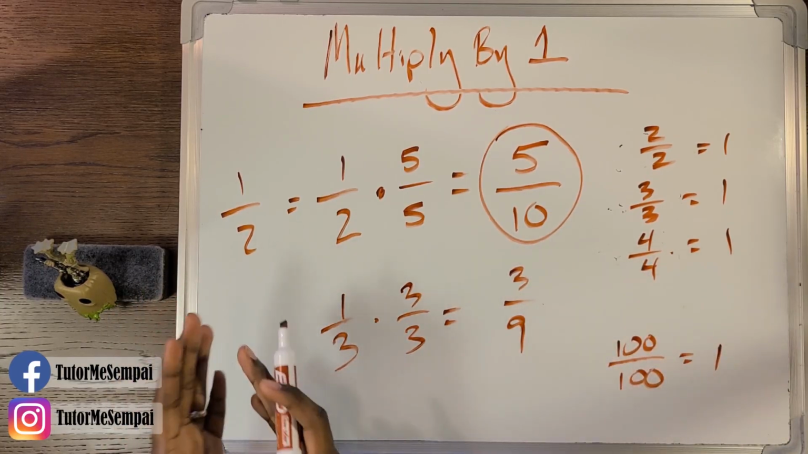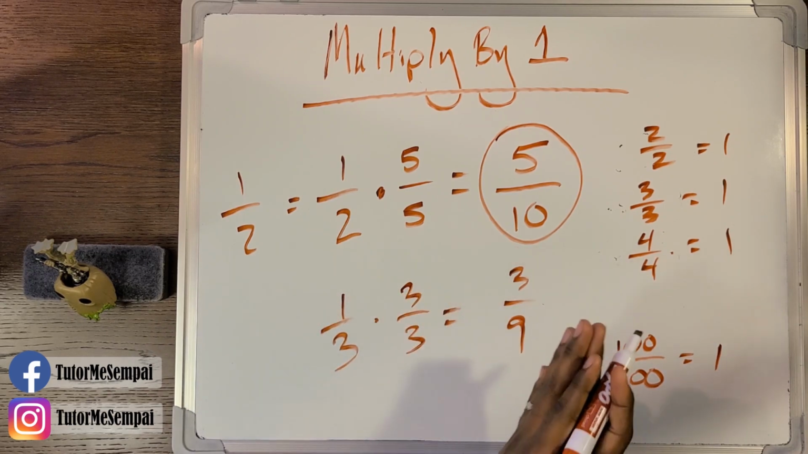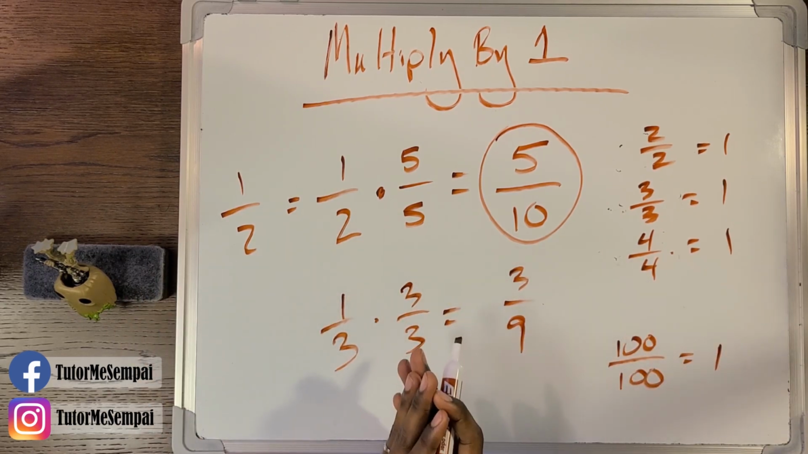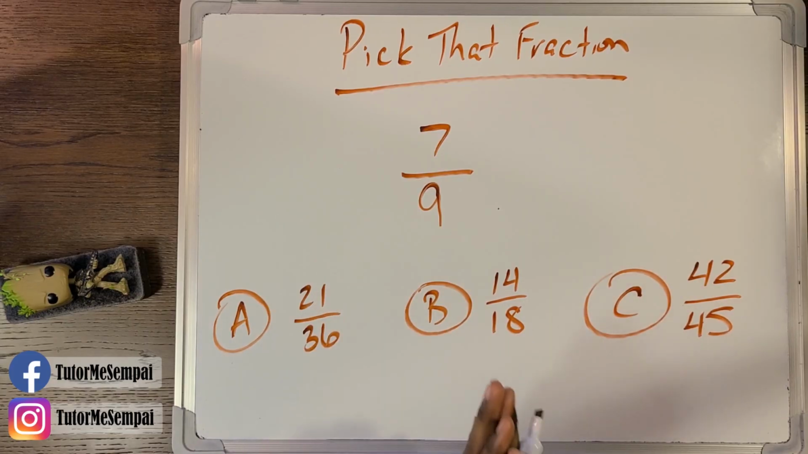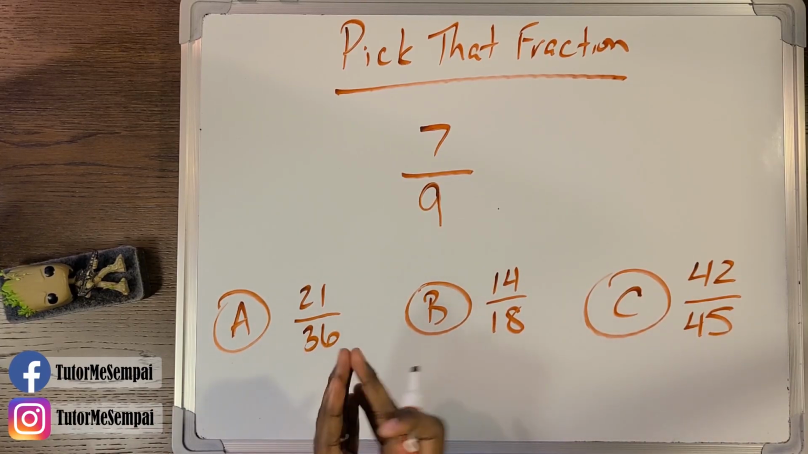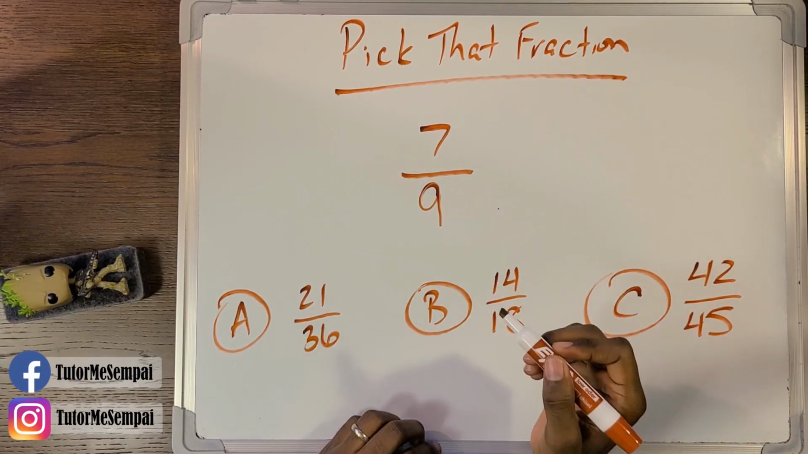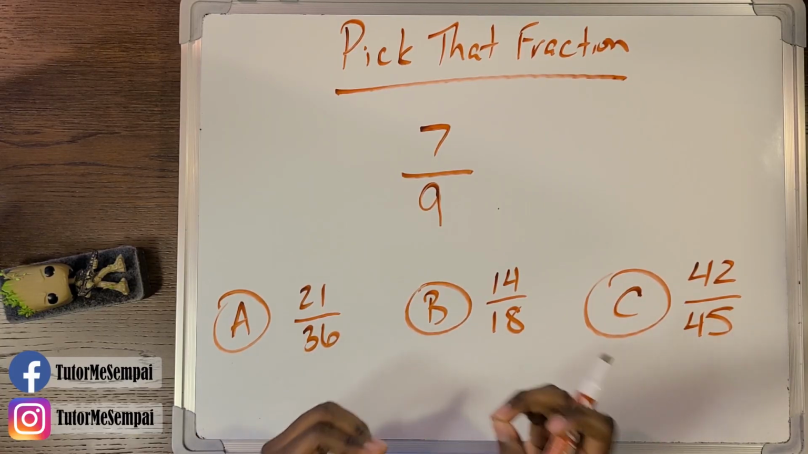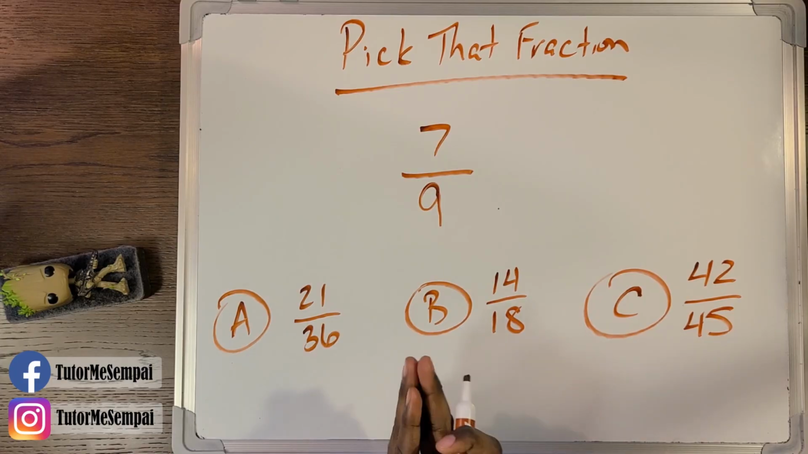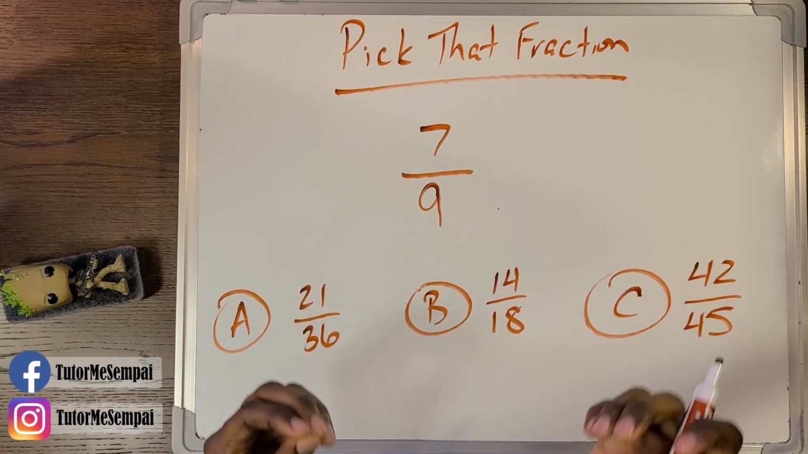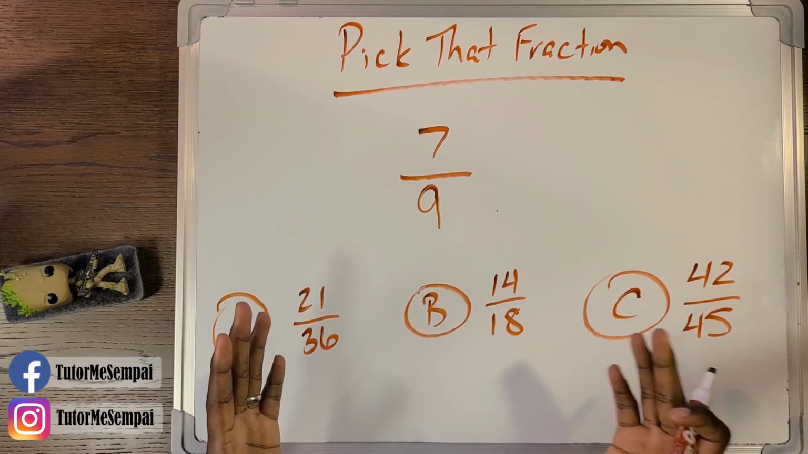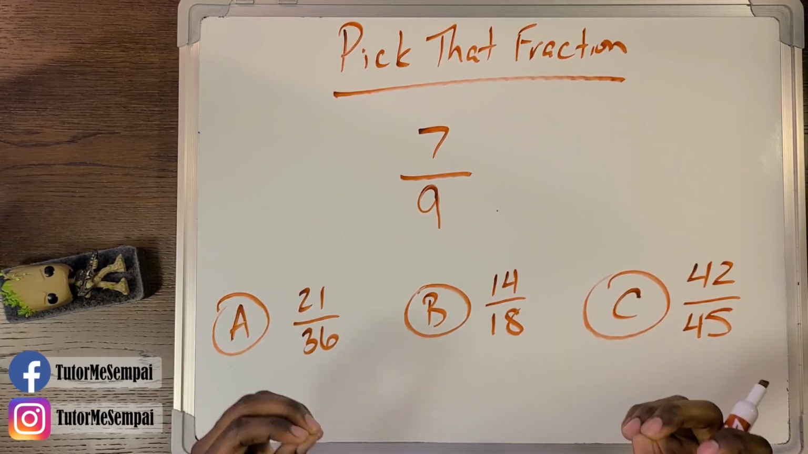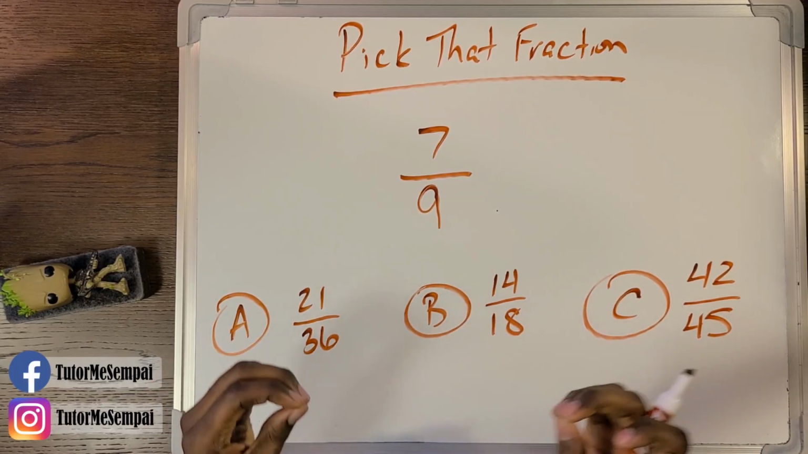So now that we know how to make equivalent fractions, let's see if we can identify an equivalent fraction in one more example. Here we have our last example for today, and we're going to pick that fraction. More specifically, we're going to pick that equivalent fraction. We have 7 over 9. And we need to find out, is it A, B, or C that's going to be our equivalent fraction? Remember, an equivalent fraction has to mean the same thing. So which one of these, A, B, or C, is going to give us our equivalent fraction? Let's figure this out together.